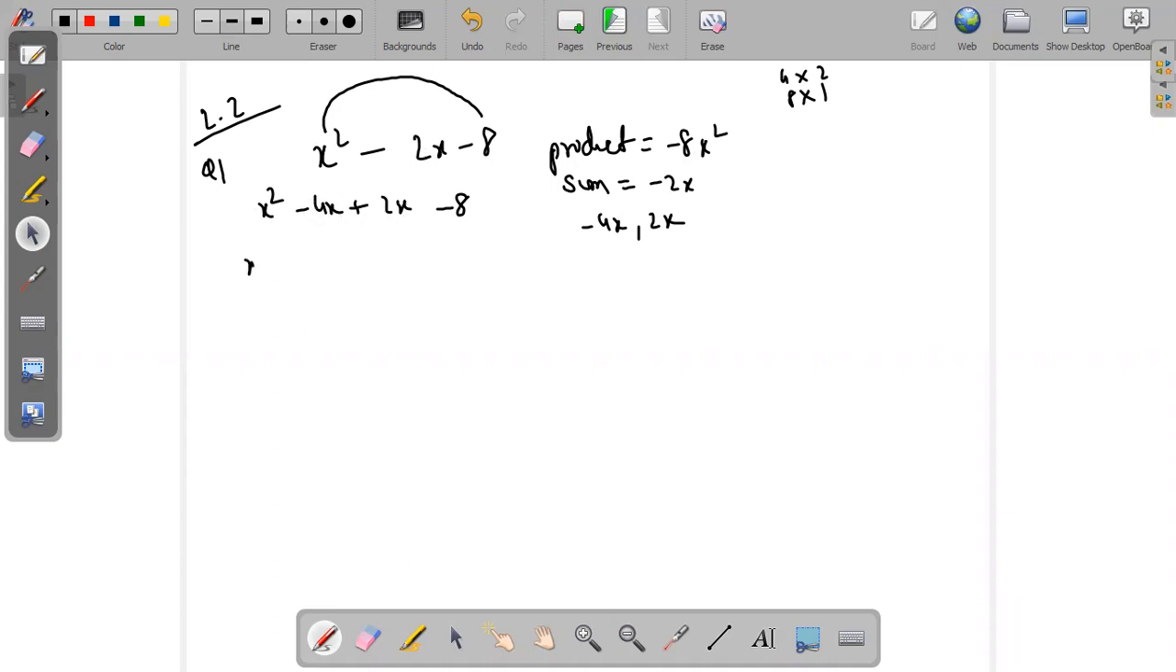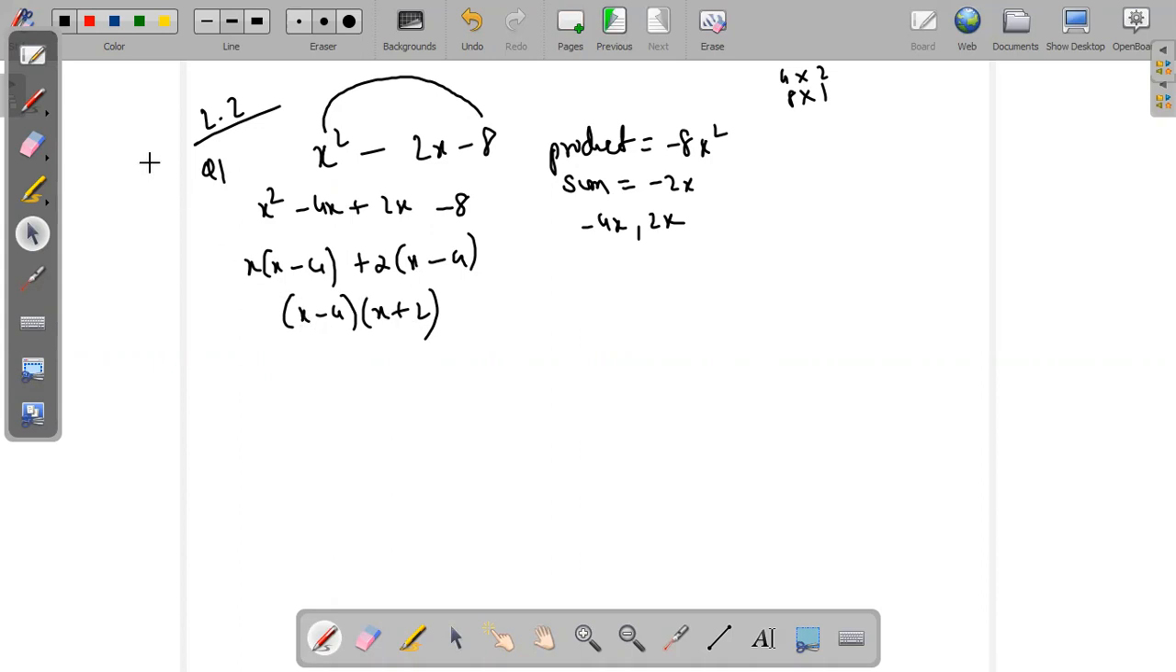So take common in this, we get x common, x minus 4, plus 2 common, x minus 4. And if your factorization is correct, please remember these brackets will come the same. So you are going to combine this, we get x minus 4, and this you combine, you get x plus 2. So these are the factors of this polynomial that was given to us. Now we have to find the zeros.